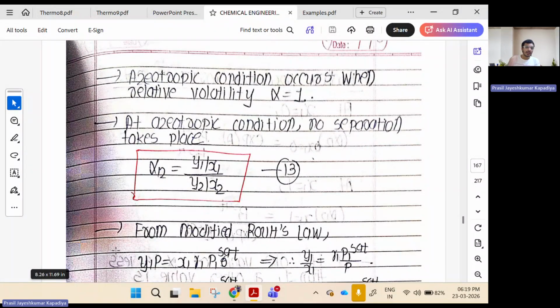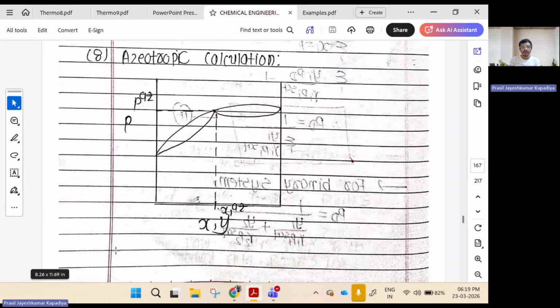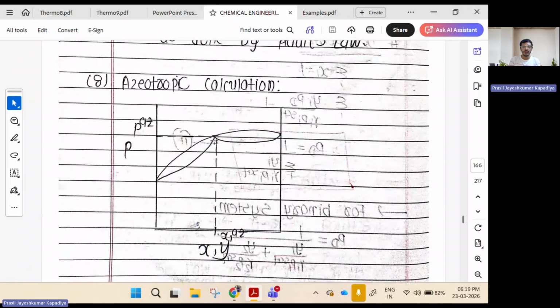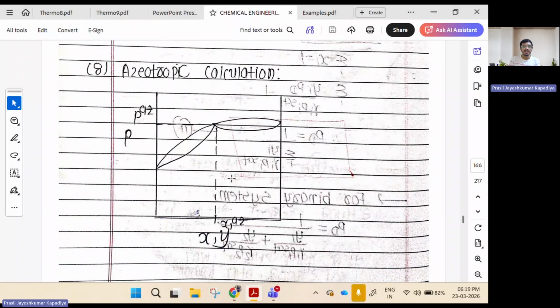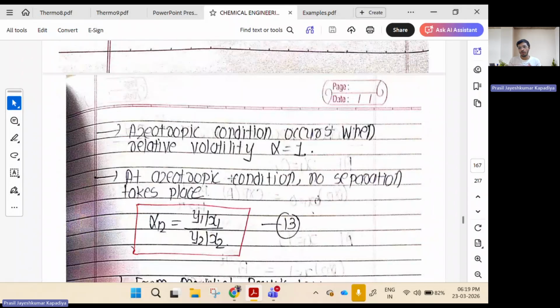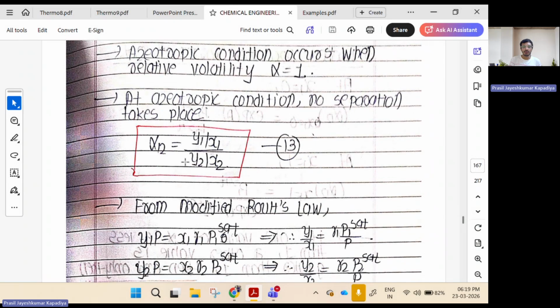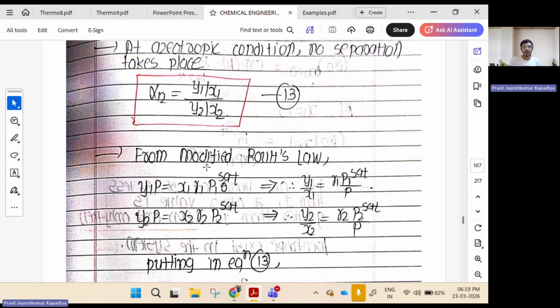So when does the azeotropic condition occur? This is my azeotropic point where y is equal to x. In this case, my alpha, the relative volatility, will be equal to 1. So the azeotropic condition occurs when the relative volatility alpha is equal to 1. So at the azeotropic condition, no separation takes place. So I have alpha 12 is equal to y1 by x1 divided by y2 by x2. We have derived this.